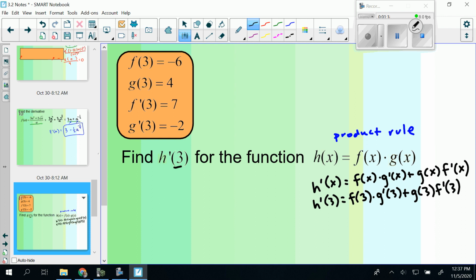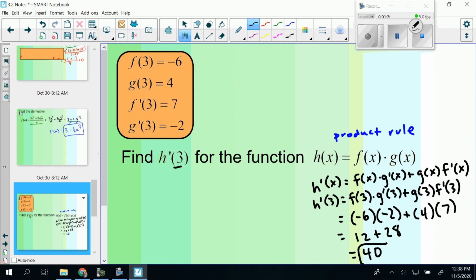We can see from up at the table they give us these values. So f of 3 ends up being -6. G prime at 3, the derivative is -2. G at 3 is 4, and the derivative of f at 3 is 7. Now it's just using a little arithmetic here to come up with the answer. So what we find is the slope of function h at 3 is 40, and that would be the answer.